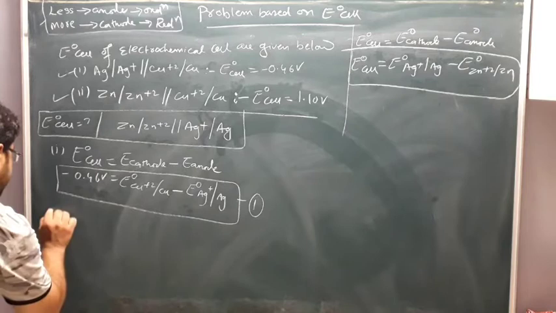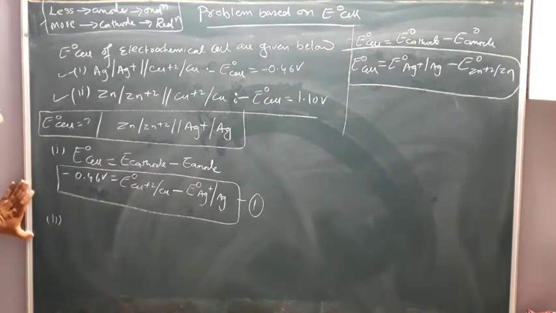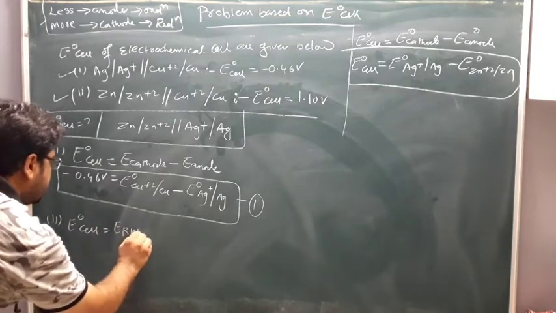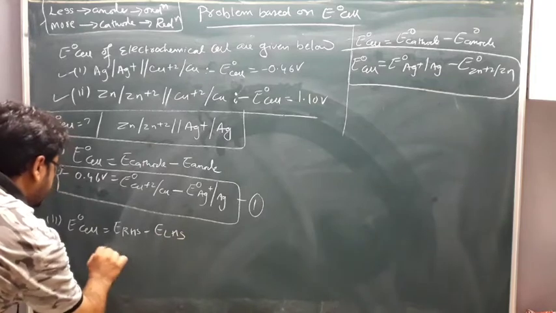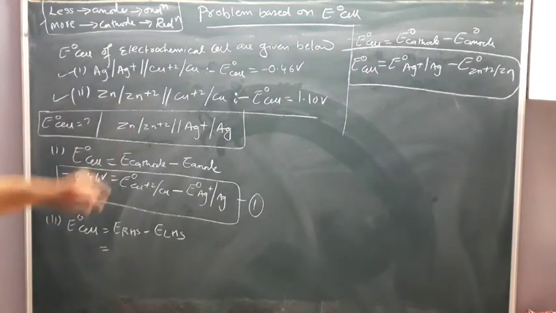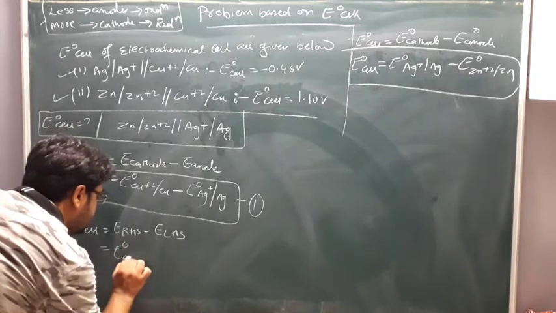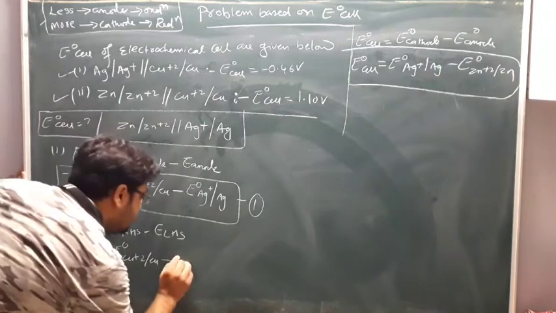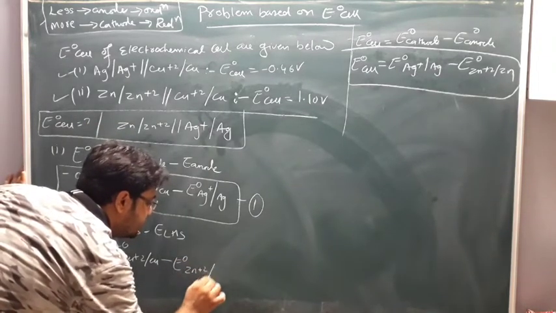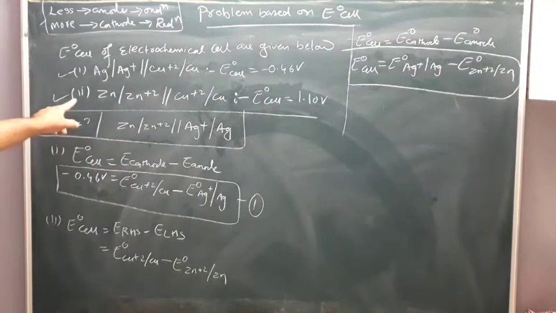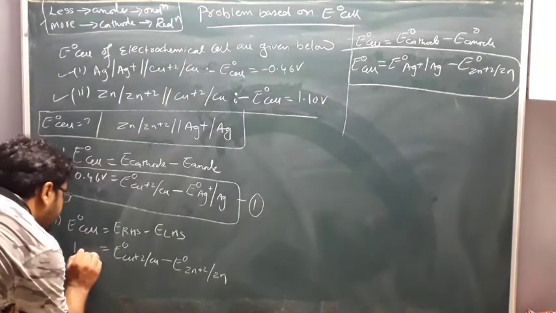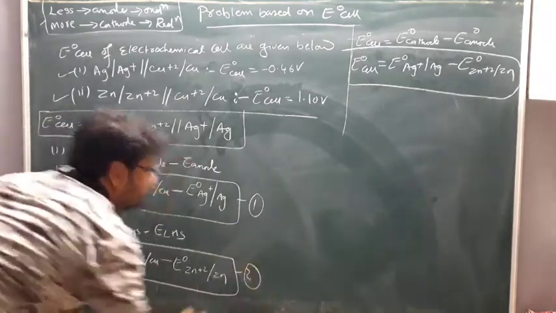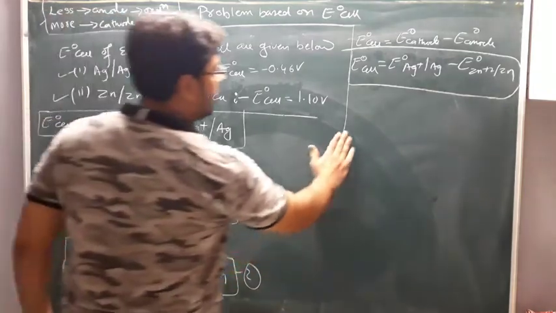Here I write the second equation. E0 cell equals E RHS minus E LHS. In the second equation, the RHS part is copper, E0 Cu+2/Cu, and the LHS part is zinc, E0 Zn+2/Zn. For the second cell, the E0 cell value is 1.10. So this forms equation 2. Clear?